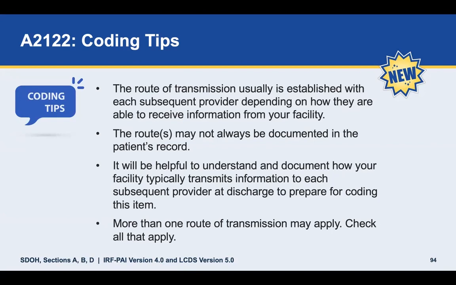Here are some coding tips to consider for A2122. The route of transmission usually is established with each subsequent provider, depending on how they're able to receive information from your facility. The route or routes may not always be documented in the patient's record. It will be helpful to understand and document how your facility typically transmits information to each subsequent provider at discharge to prepare for coding this item. Remember that more than one route of transmission may apply, and this is a check all that apply data element. So it's perfectly fine to see multiple responses checked off.